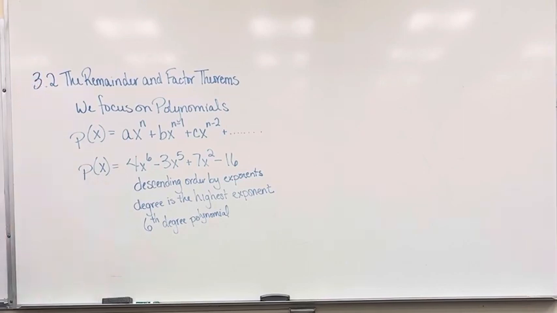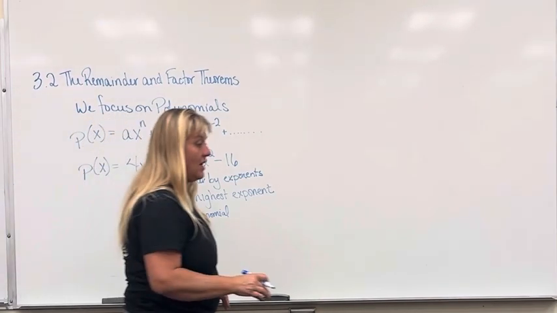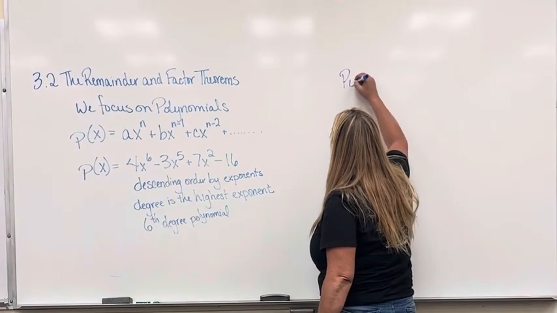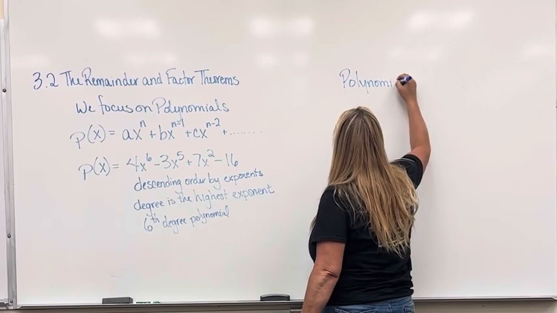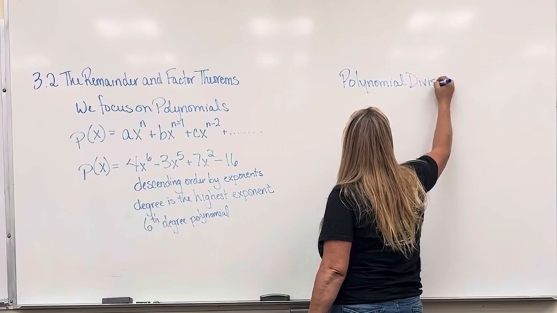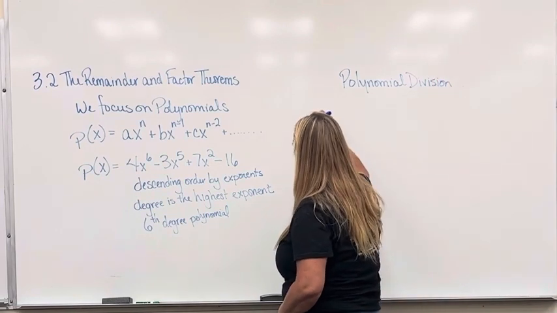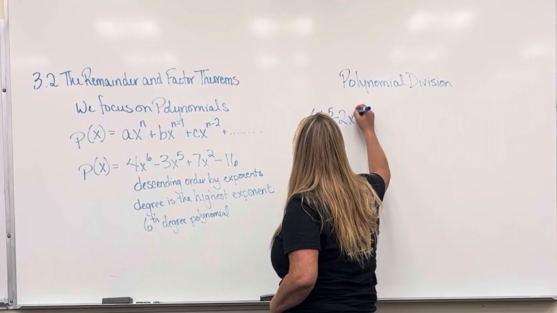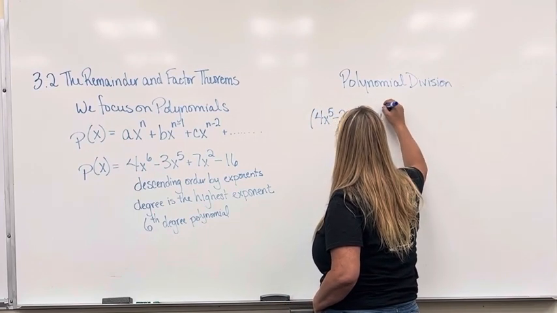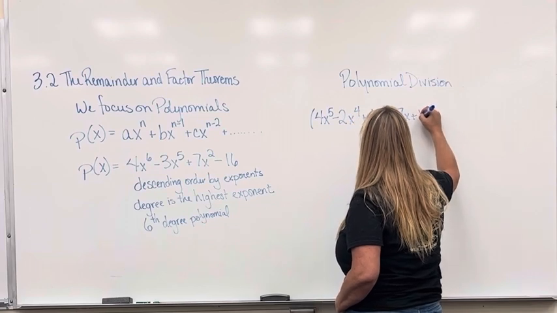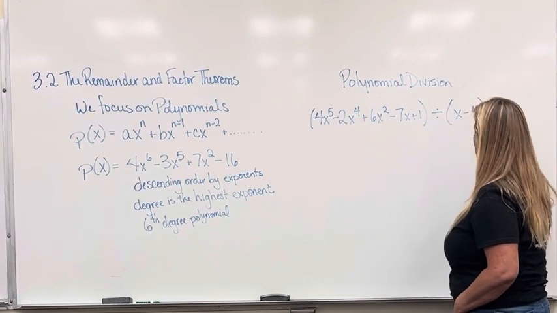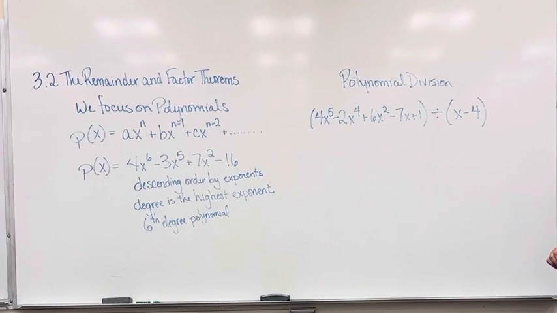Okay, so with that written down, we're ready to look at the remainder theorem. And basically, the word remainder might make you think of division. So we are going to focus on polynomial division. And we might see something like 4x to the 5th minus 2x to the 4th plus 6x squared minus 7x plus 1 divided by x minus 4. So it's very possible that we might see something like this.